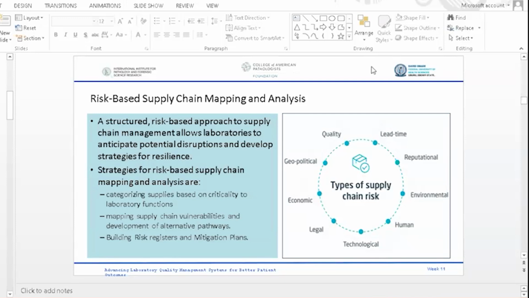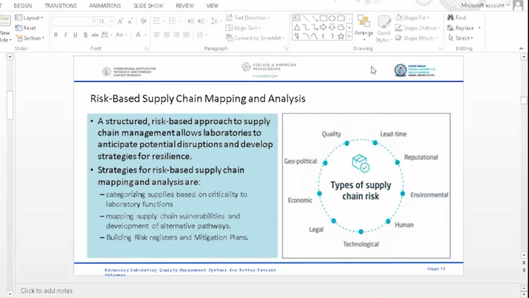Number one, categorizing supplies based on criticality to laboratory functions. Here, it begins with making sure that essential reagents, that is those that are required for blood grouping, for example, are categorized in the order of how critically they will be needed in the laboratory. For example, you can say that those needed for blood grouping, infectious disease screening, or cancer diagnostics should be prioritized in procurement and buffer planning.